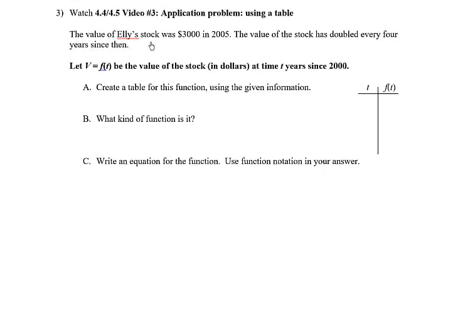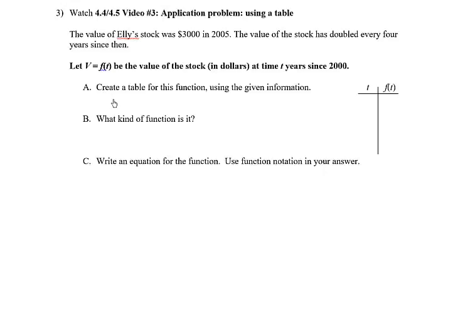So the value of Ellie's stock was $3,000 in 2005, and then the value of the stock has doubled every 4 years since. Here's our handy let statement that we always look for. V in this problem, otherwise known as f of t, is going to stand for the value of the stock in dollars. T is going to stand for the number of years since the year 2000. So we don't have a choice. The variables have been defined for us.